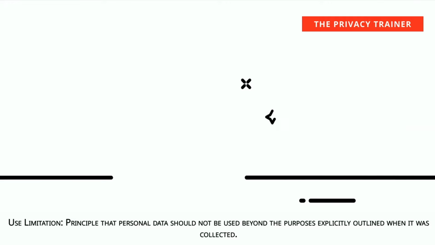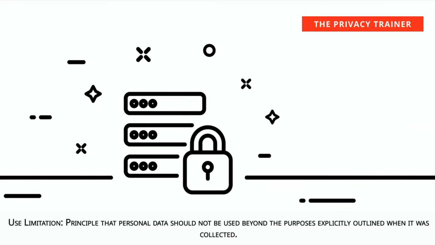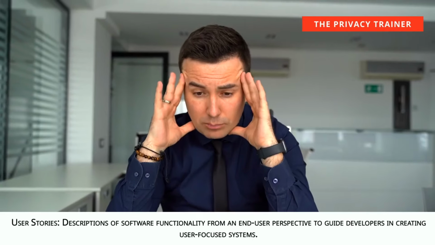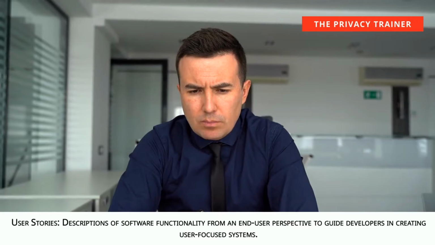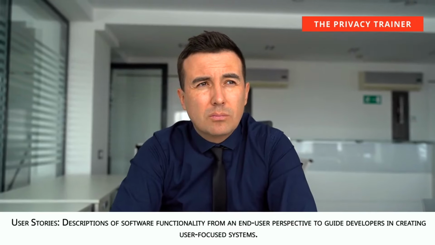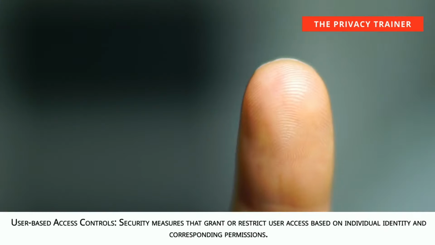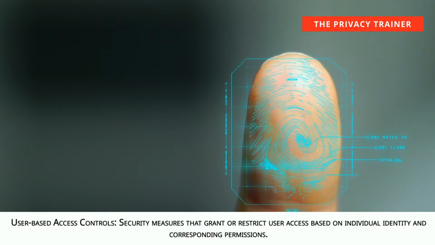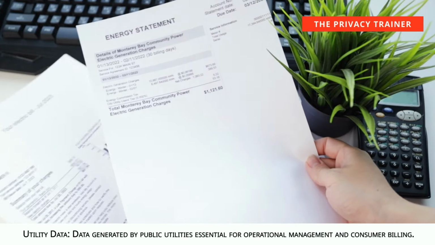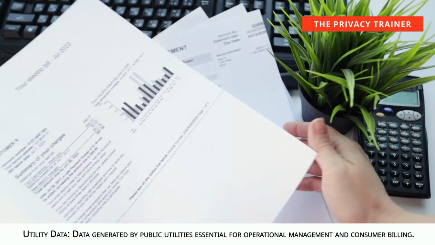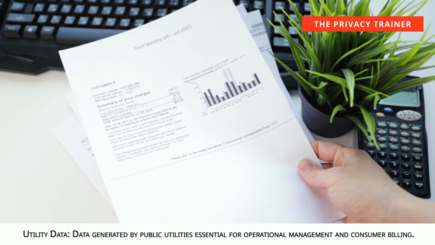Use limitation, principle that personal data should not be used beyond the purposes explicitly outlined when it was collected. User stories, descriptions of software functionality from an end-user perspective to guide developers in creating user-focused systems. User-based access controls, security measures that grant or restrict user access based on individual identity and corresponding permissions. Utility data, data generated by public utilities essential for operational management and consumer billing.